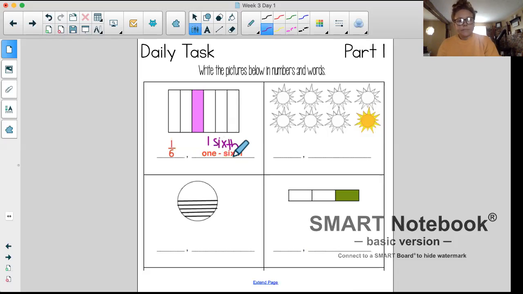All right, the next one, we see all these suns as making a whole. So there are 8 suns in all to make the whole, and 1 sun is shaded. So to represent that as a fraction, we would write 1 over 8, 1/8, and then we would write it in either unit or word form like this, 1 eighth.